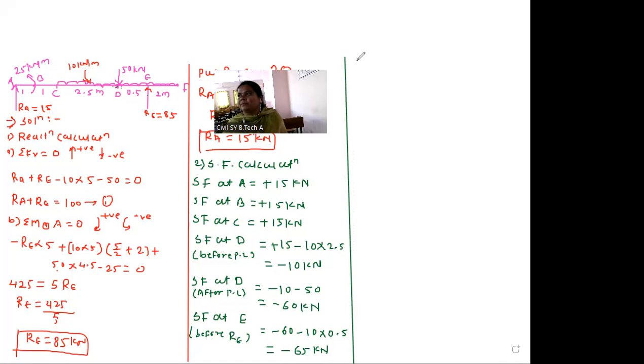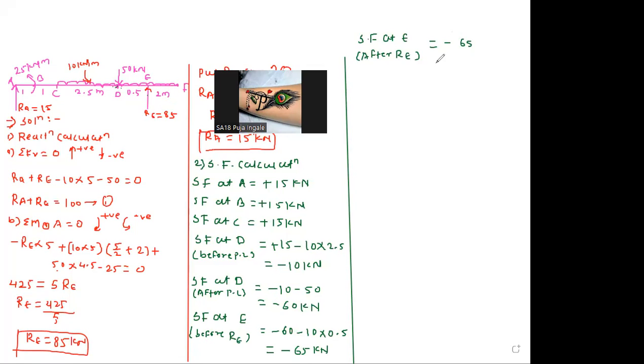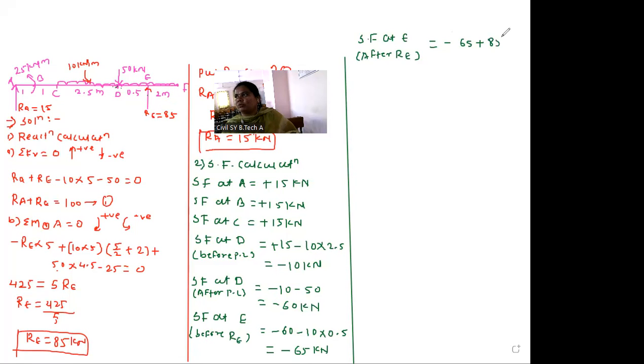Okay, so next point is shear force at E, but after RE. After RE, which is equal to... Up to this E point, shear force value is minus 65. Now we will add this. This is going upward direction, so this is plus 85. So you calculate and tell me shear force at E, which is equal to plus 20 kilonewton.